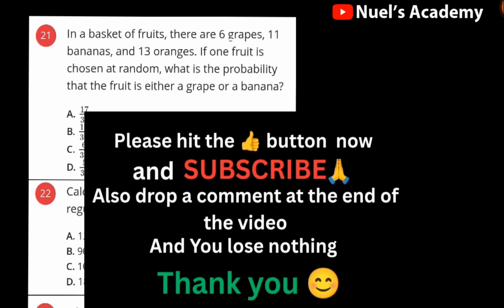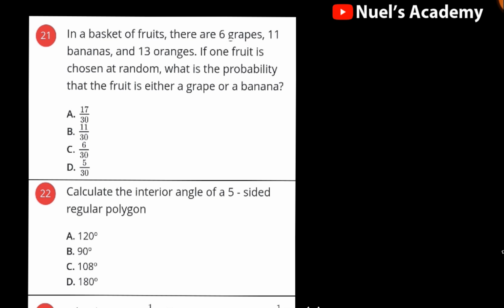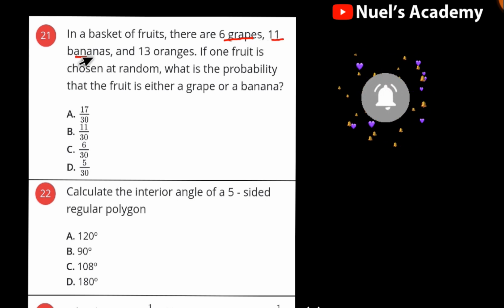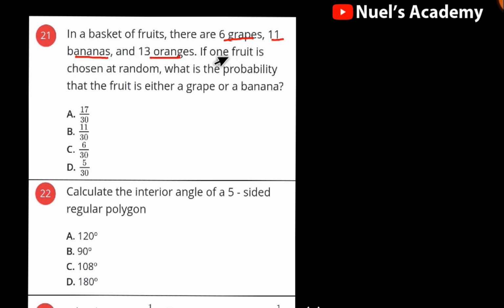In this video, we're going to continue from where we stopped in solving JAMB 2025 maths past questions. Question number 21. In a basket full of fruits, there are 6 grapes, 11 bananas, and 13 oranges. If one fruit is chosen at random, what is the probability that the fruit is either a grape or a banana? So the formula for probability, let's say this is probability of event A, is equal to the number of favorable outcomes over number of possible outcomes.